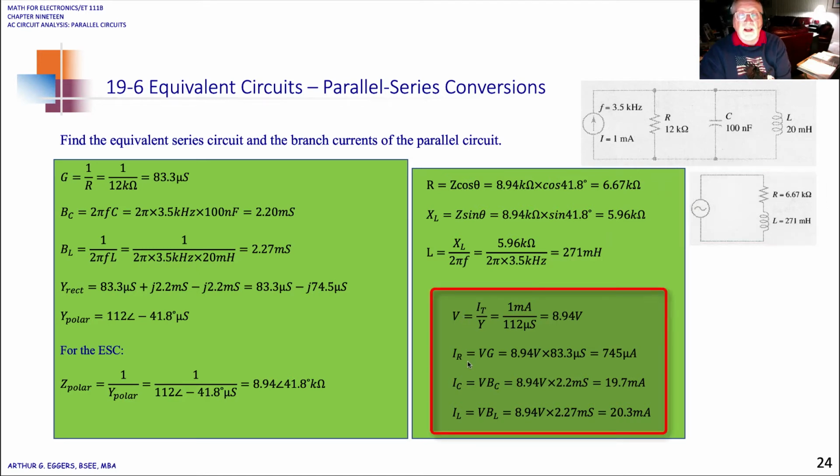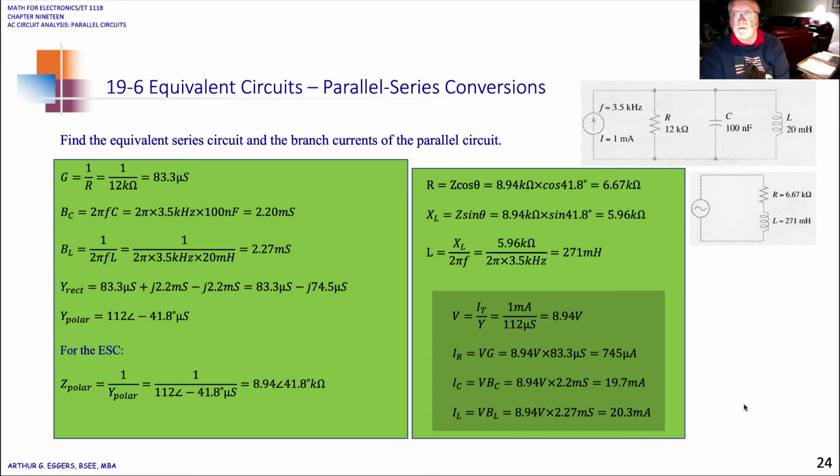So when we calculate then, using basically Ohm's law for our voltage and each of our currents, we see that we have 8.94 volts, 7.45 microamps for the resistor. For the current in the capacitor, 19.7 milliamps, and for the current in the inductor, 20.3 milliamps.